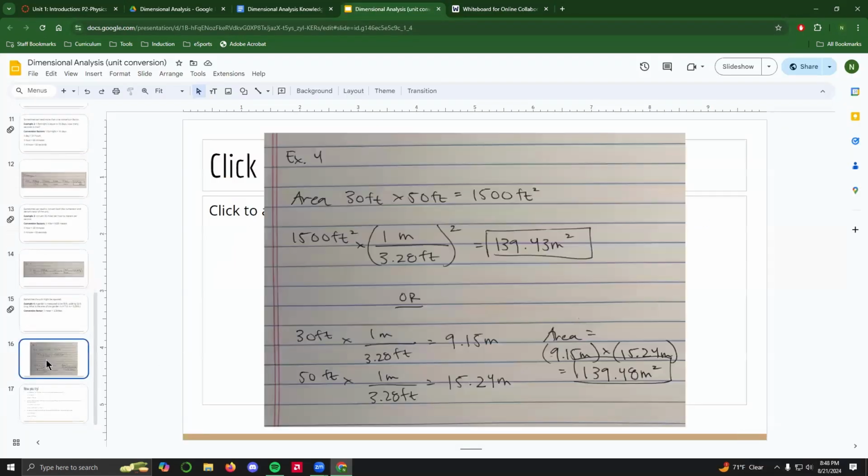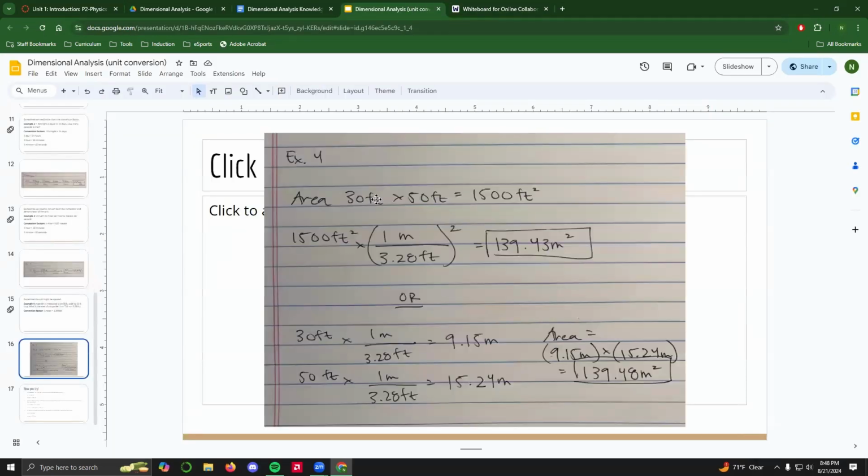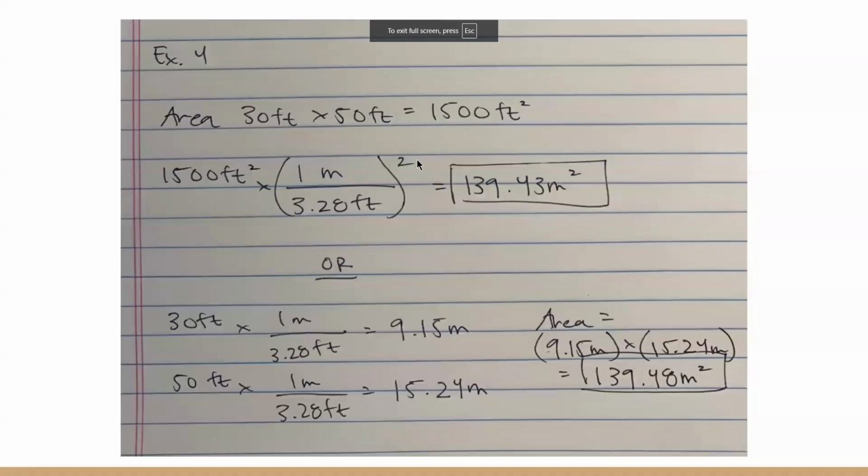So in this way is the other way to do it, where they found the area in feet squared first, then they just squared the conversion factor, because that works with the unit squared, and you'll get 139.43 meters squared. Same answer, or about the same answer, as the way that we just did it. So you can do it either of these ways.